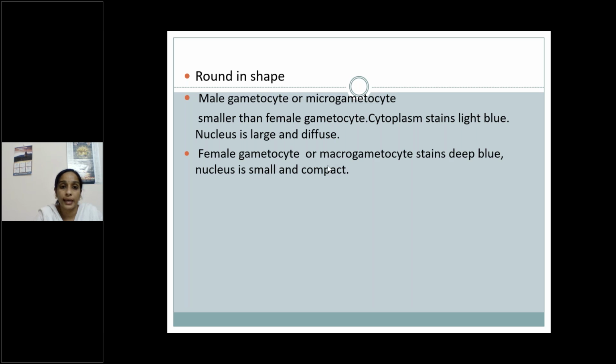Next point, male gametocyte or microgametocyte. It is smaller than the female gametocyte. Cytoplasm stains light blue. Nucleus is large and diffuse.